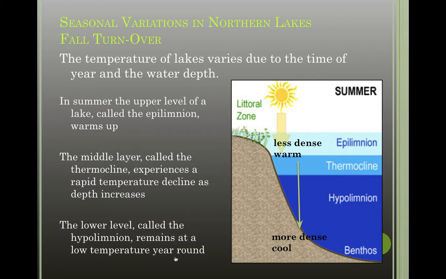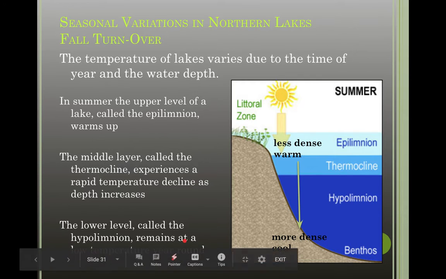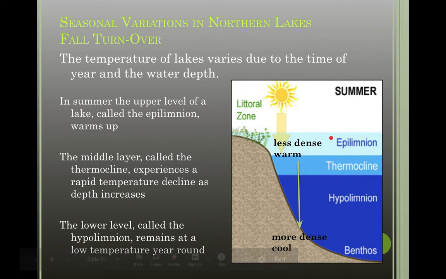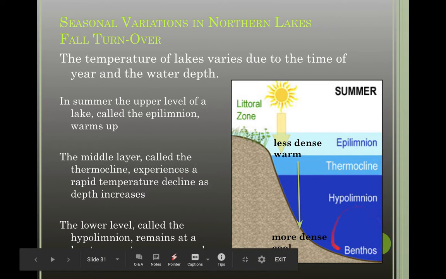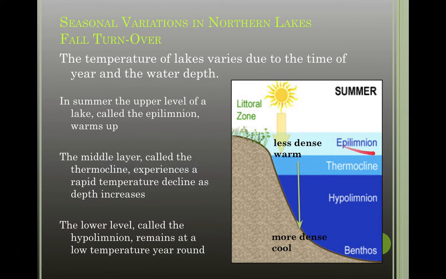Over the course of the year, the temperature of lakes tends to change, right? So in the summer, for example, we're going to have warmer temperatures near the surface, and then this area of very fast cooling, and then cool waters in the depths. Okay, so epilimnion is the upper layer, which is the warmer layer. The thermocline is where we see the change in the temperature, and then the hypolimnion.